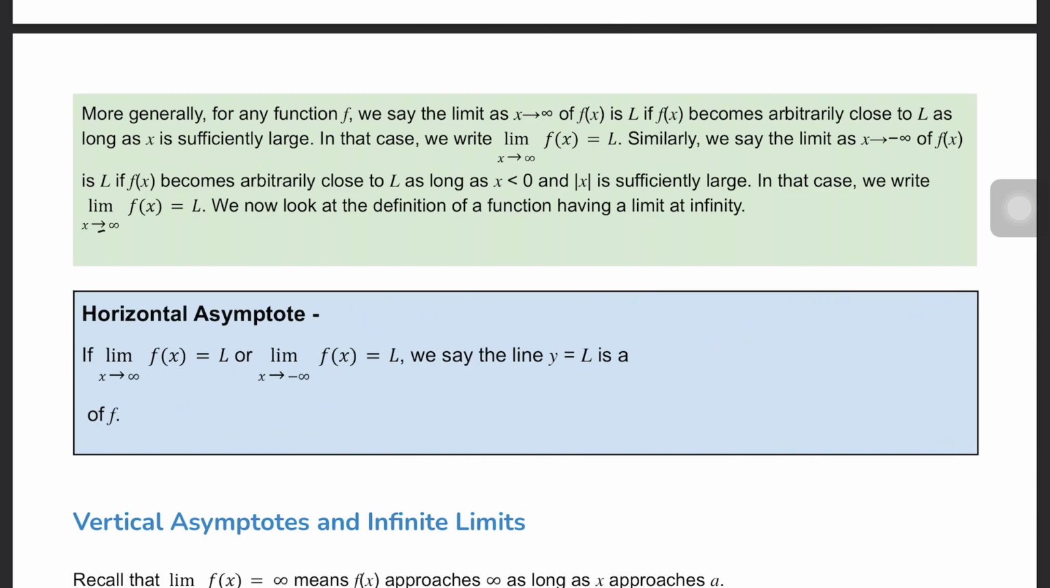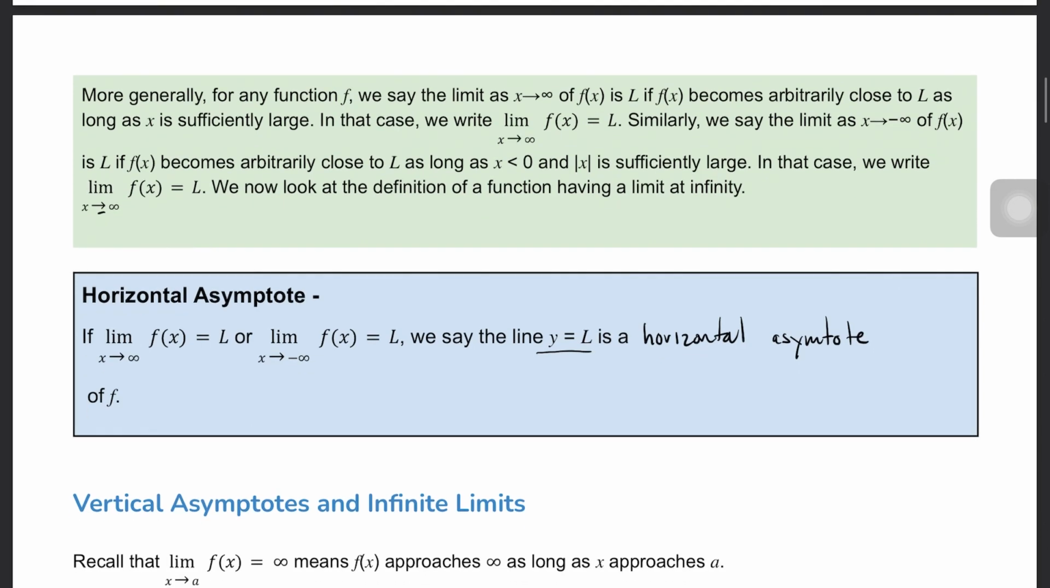A horizontal asymptote: if the limit of f(x) goes to L as x goes to infinity, or if the limit of f(x) goes to L as x goes to negative infinity, we will say that y equals L is a horizontal asymptote of f of x.